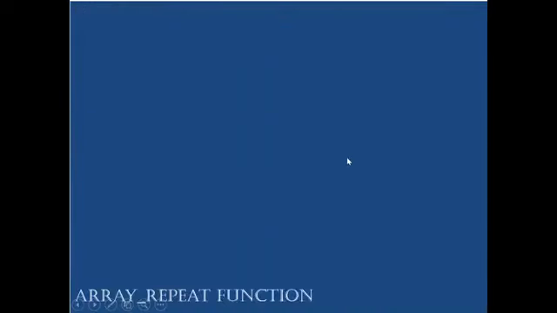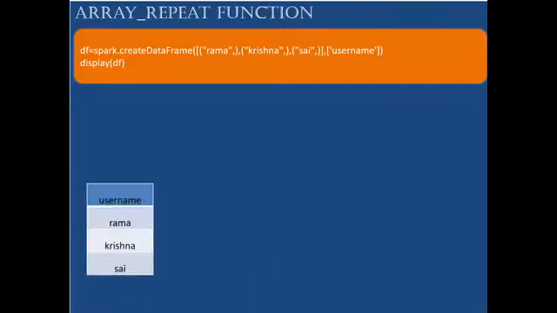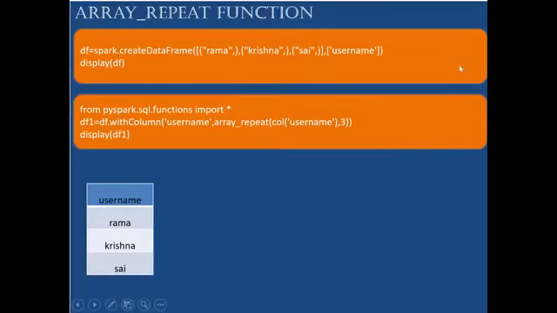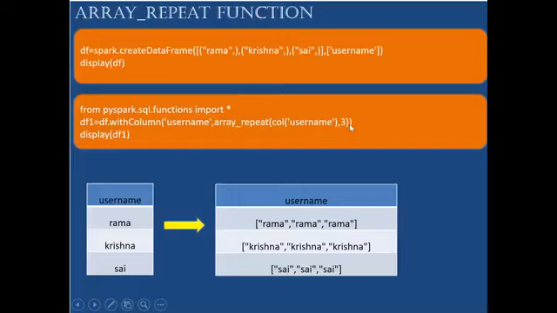Okay, let's move on. So here you can say array_repeat, spark.createDataFrame Rama, Krishna, Sai username. Let's say you have something like this. If you wanted to repeat 3 times, array_repeat(username, 3). So if you put it like that, Rama will be repeated 3 times, Krishna will be repeated 3 times, Sai will be repeated 3 times.